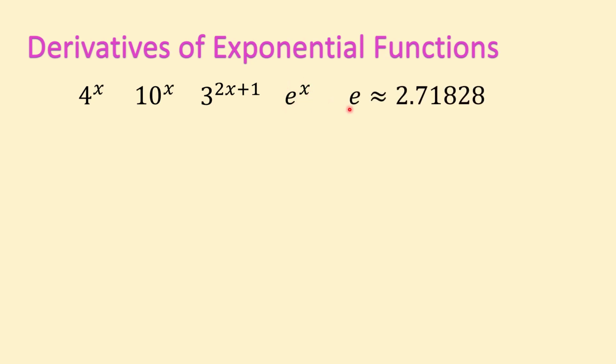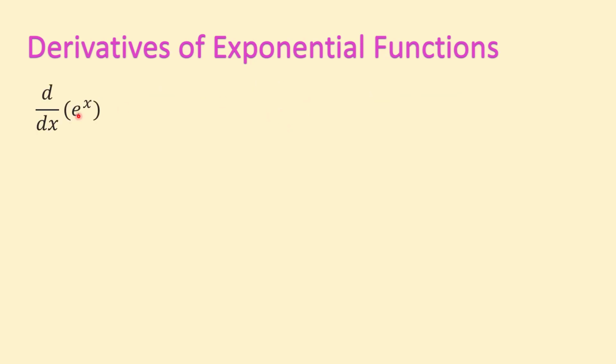And let me remind you, e is the constant number 2.71828, etc. Let us start with the derivative of the natural exponential function, or e to the x. Derivative of e to the x is e to the x. Very simple. E to the x is the only function that has this property. It is its own derivative. Derivative of e to the x is e to the x.